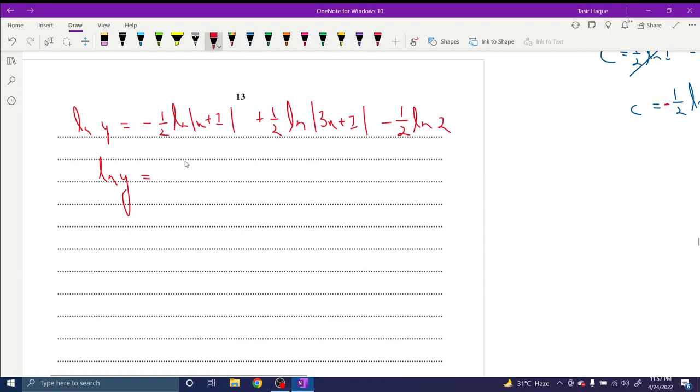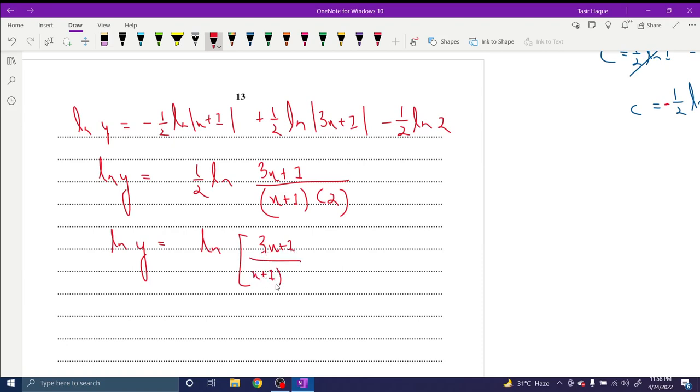Ln y is equal to, since there's a half with everything on the right hand side, we can actually take this half ln common. So I rearranged it. I just switched their places, so I can write it like this: 3x plus 1 on the top, and we have (x plus 1) and 2 as the denominator. Now what can we do? Ln y is equal to ln of (3x plus 1 divided by (x plus 1) into 2) to the power half. I just brought the half to the right hand side as the power.